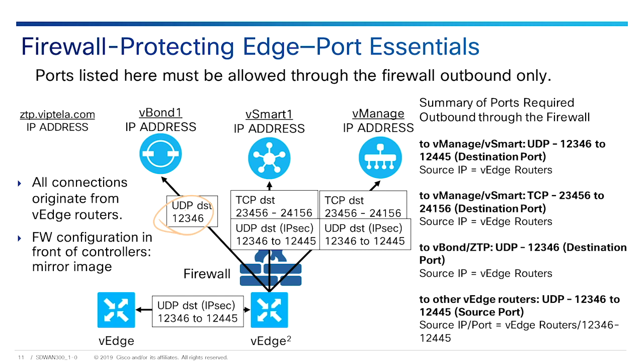And if a firewall is in front of the controllers, we're going to require a mirror image of this, allowing the 12346 inbound if we're not permitting it. Okay.